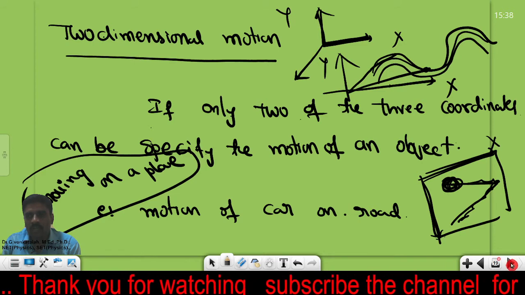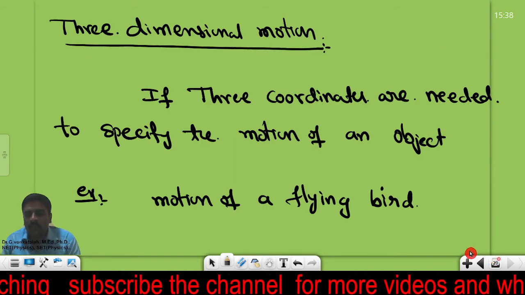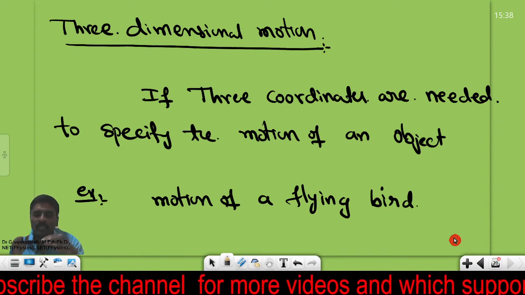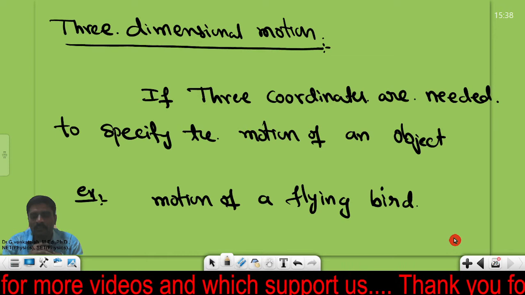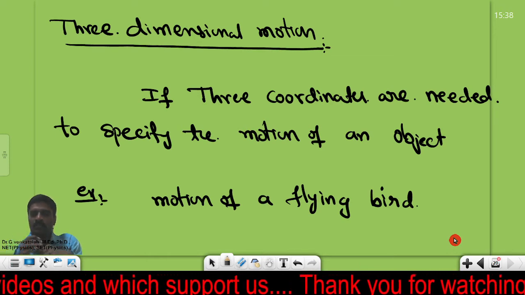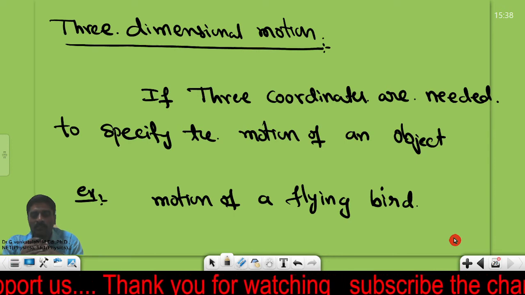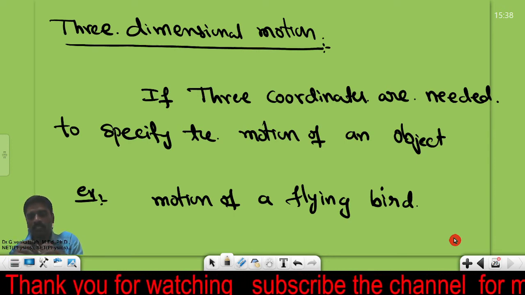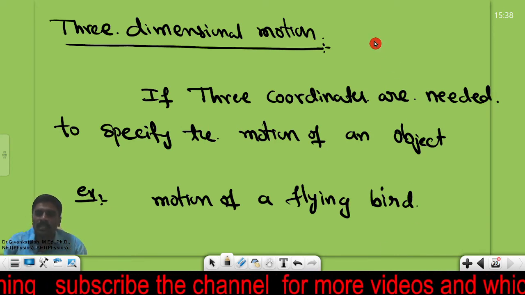So let me go to another definition. What is meant by three-dimensional motion? If three coordinates are needed to specify the motion of an object, then that type of motion is called three-dimensional motion. We have the three-coordinate system, so three coordinates are needed to specify the motion of the object. Let me take one example.